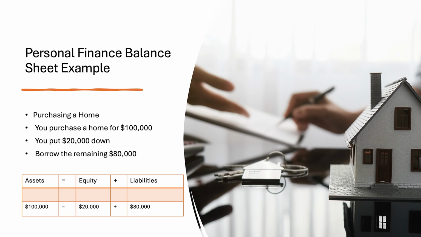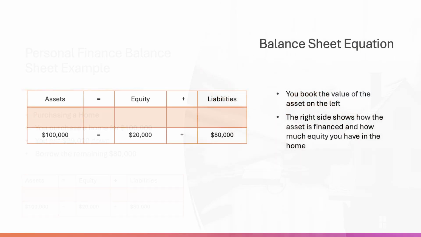Let's start with a really simple personal finance example to show how we can use debt and equity to finance an asset. So in this example, we're going to purchase a home for $100,000, and we've saved up and are going to put down $20,000 of our own money, so that will be the equity that we have in the home. Now, to purchase this asset, we need to borrow $80,000, and we'll book that as the liability on the right side. So again, we place the total value of the asset on the left and then how it's financed over on the right. That right side shows what portion of equity versus debt that we're using to finance this home.